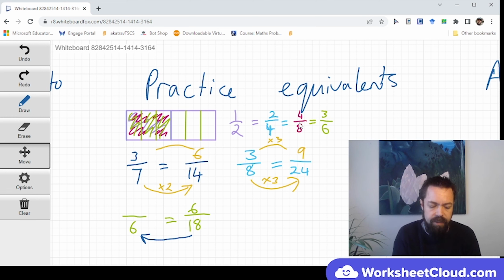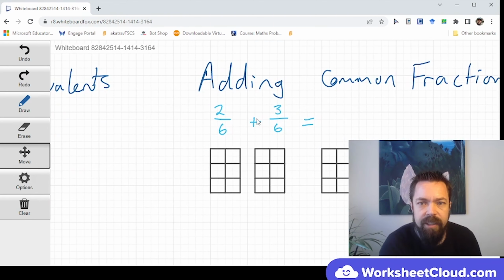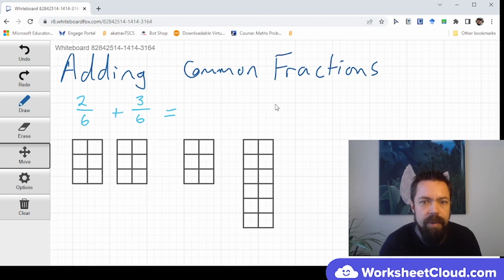So I'm going to ask myself how many 6's fit into 18. 6, 12, 18. So I divided it by 3, which means I've got to divide the top by 3. How many 3's in 6? It's 2, and so my final answer then is 2 over 6. So always, as long as you just remember to work from what you know to what you don't know, you should be comfortable.